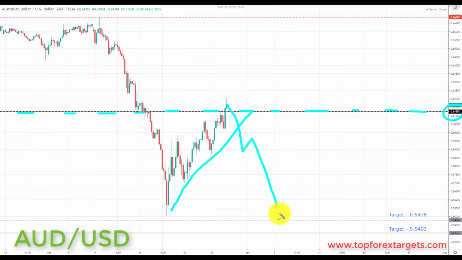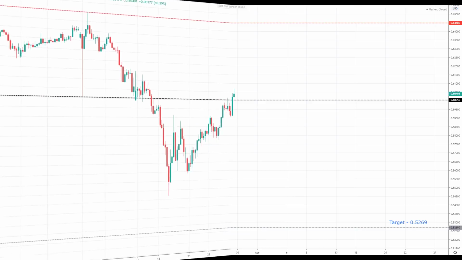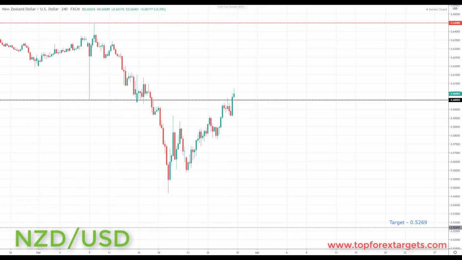And if we get the right kind of bearish setups in this market, we're going to be looking at initiating shorts down towards the next key area of support to the downside and the target set at the 0.5478.